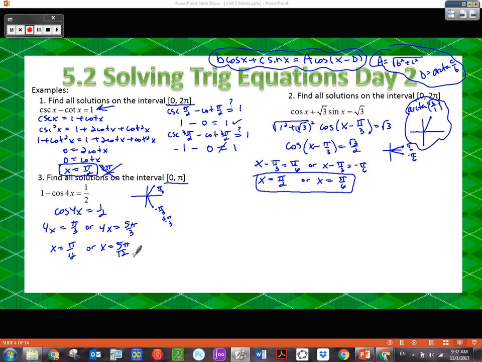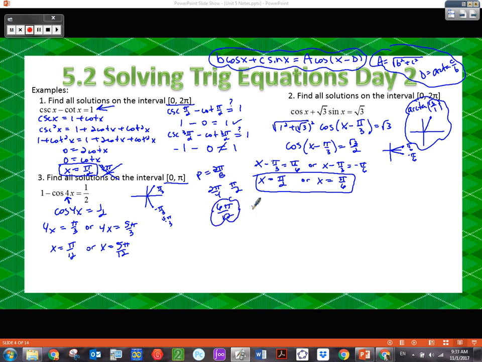Now, something to note here, really important. This right here, remember from, I don't know, Unit 2, period equals 2 pi over b. Remember that? Okay, so b in this case is 4. So 2 pi over 4, or pi over 2. Okay, so the general solution would be pi over 12 plus pi over 2n, 5 pi over 12 plus pi over 2n. So let's think about this practically. I'm in 12s, so let's turn pi over 2 into 12s. What would that be? 6 pi over 12.